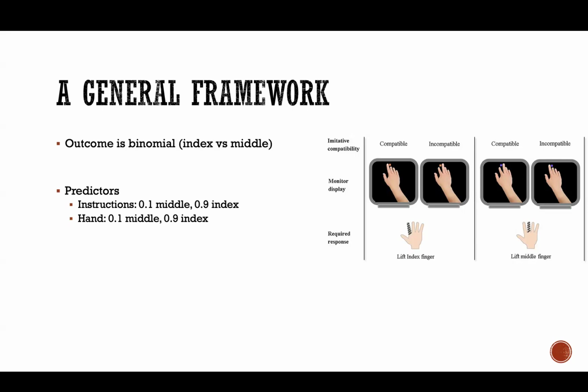And for the hand, we do the same, right? If it's raising the middle, then it's 0.1. If it's raising the index, then it's 0.9. Does that make sense? That allows us to model this paradigm using the same model.